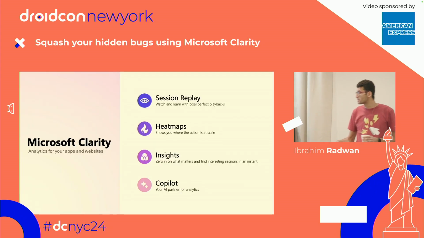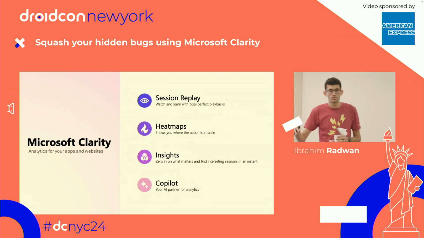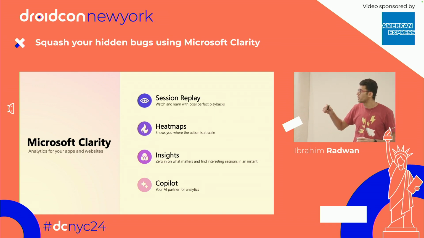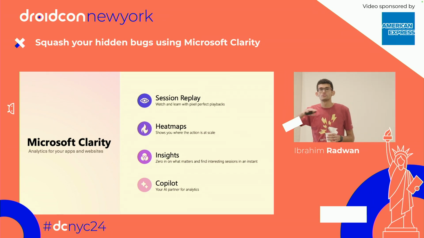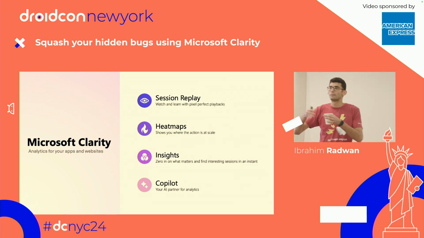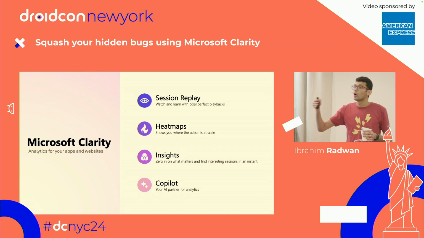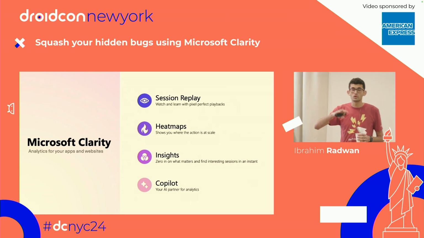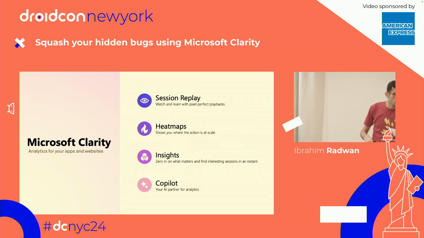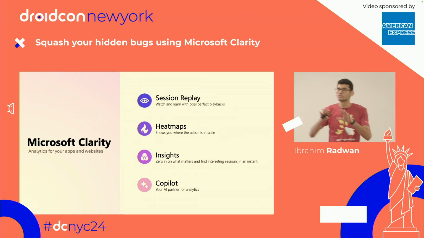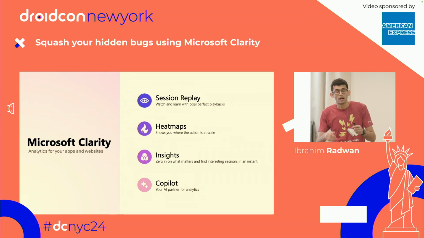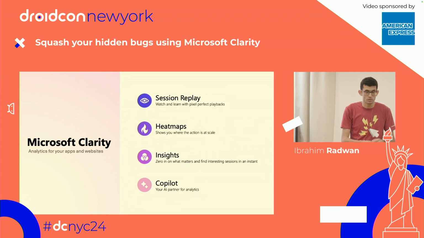Clarity does this by giving you 4 key tools. The first one is session replay, in which you see a reconstruction or a playback of your users' sessions on your application. The second one is heat maps, where we show you the action at scale, an aggregated view of how your users were using the app. We also give you insights that help you zoom in on the interesting sessions.